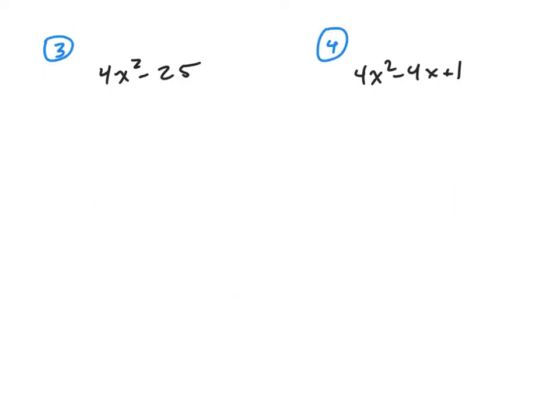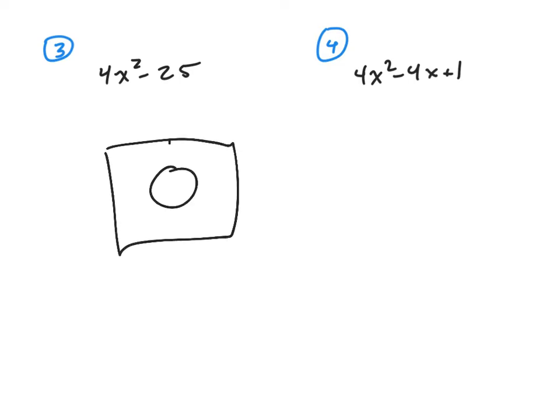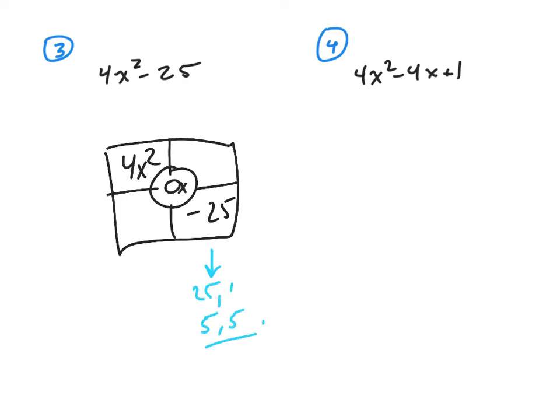Okay. So for this one, I don't have a b value. It's 0. Isn't that so funny? So I'm still gonna, that's why I like this model, because you can see it. So I have 25 and 1, I have 5 and 5. Because there's 0, I'm thinking that it's gonna be 5 and 5. So I'm gonna set that up.